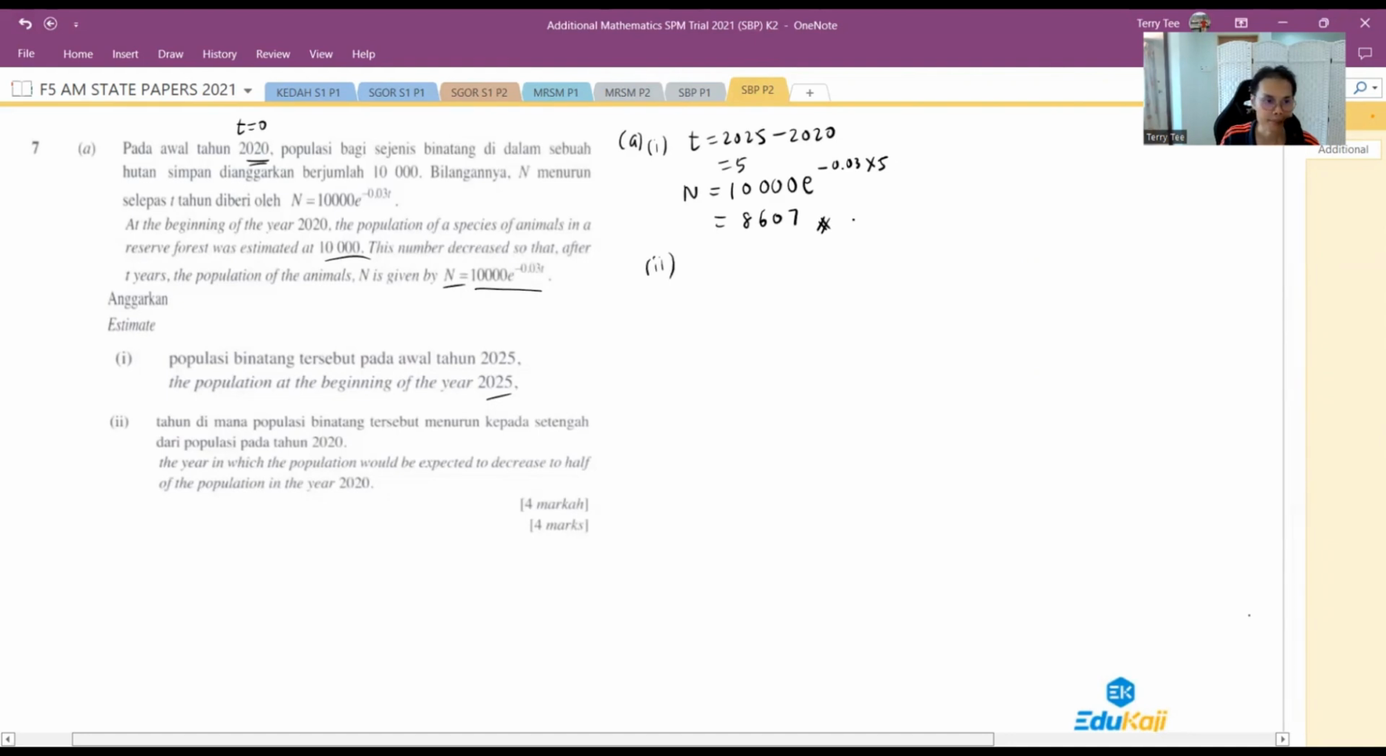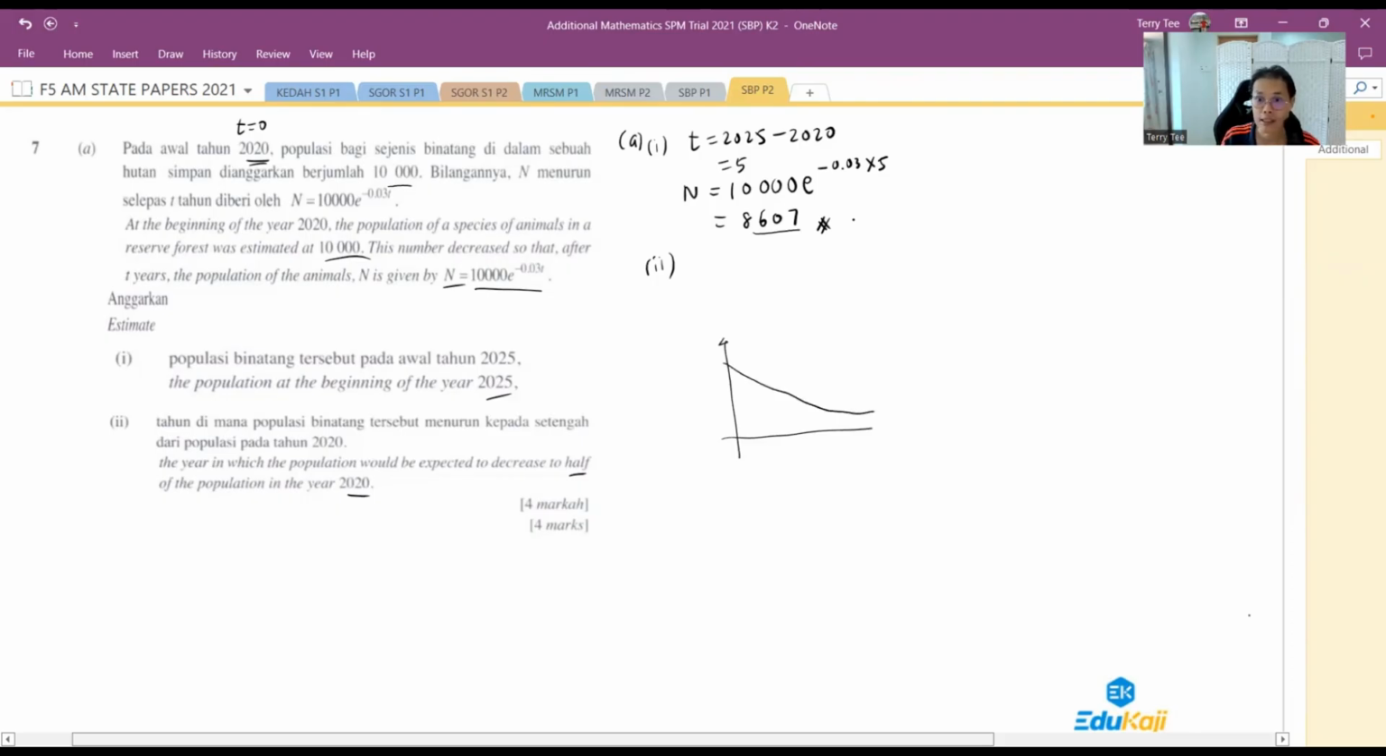All right, second part. The year in which the population would be expected to decrease to half of the population in the year 2020. Okay, so actually the population is decreasing. So if you were to sketch a graph, actually the graph is like this, decreasing. As you can see, it started off at 10,000.